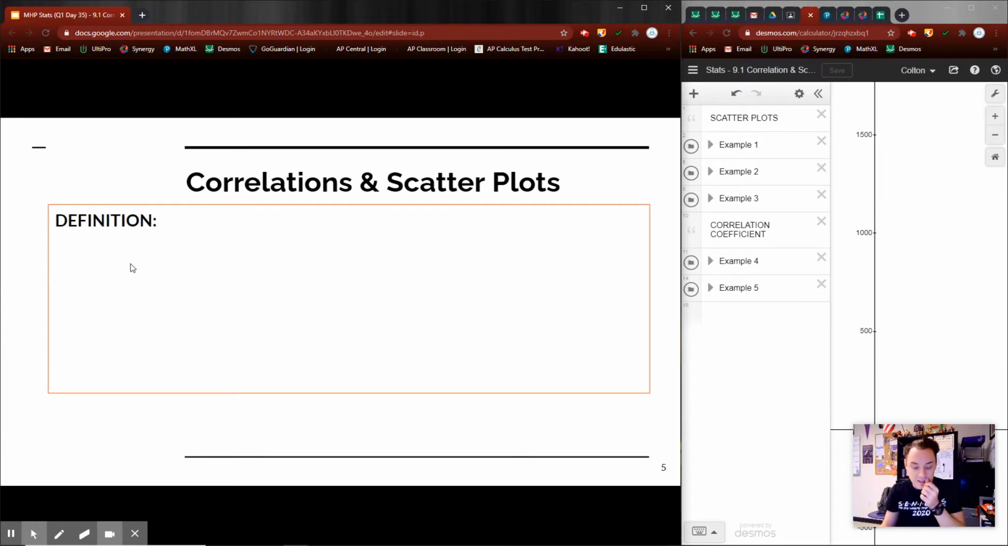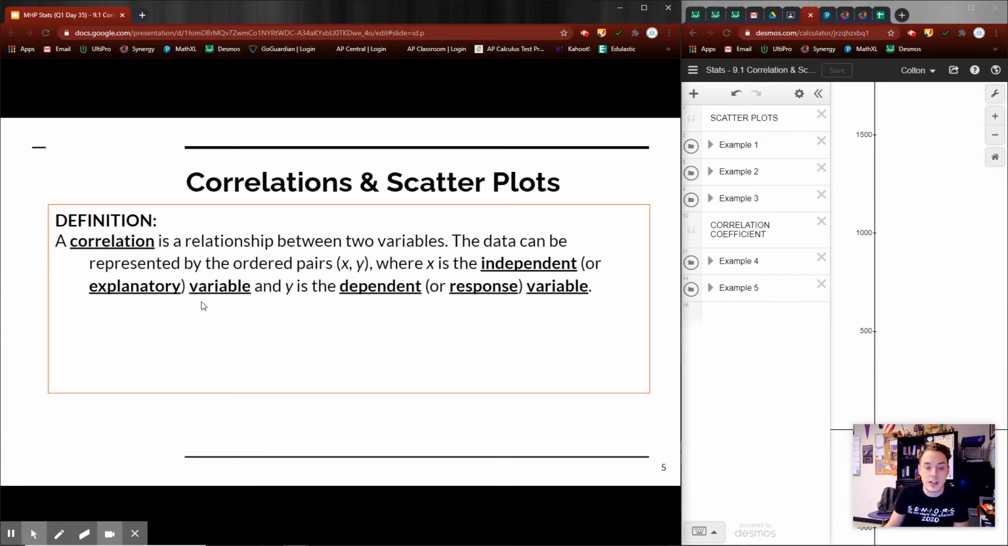So correlations and scatter plots, what are they? Okay, a correlation is a relationship between two variables. The data can be represented by the ordered pairs x and y, where x is the independent or explanatory variable. So we call the x the independent or explanatory variable, and y is the dependent or response variable. Okay?